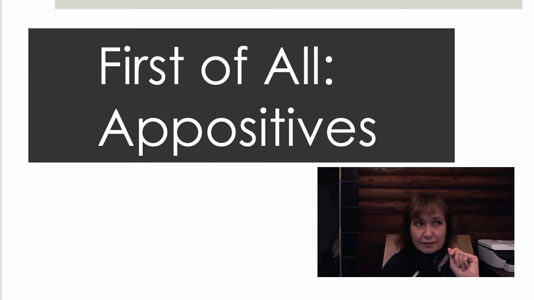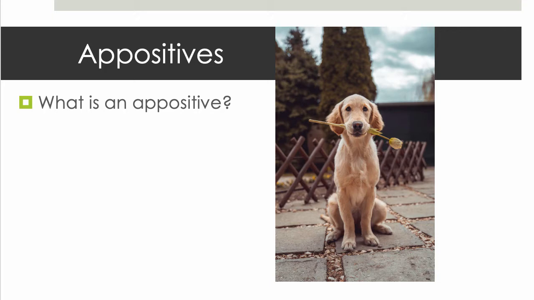First of all, what is an appositive? This puppy. What would you call this dog holding a tulip? Anything you might call it that's a noun would be an appositive. It might be a golden lab. It might be an adorable puppy. It might be the destroyer of all my shoes. Any of those words are classified as an appositive, which is essentially just a noun describing another noun.